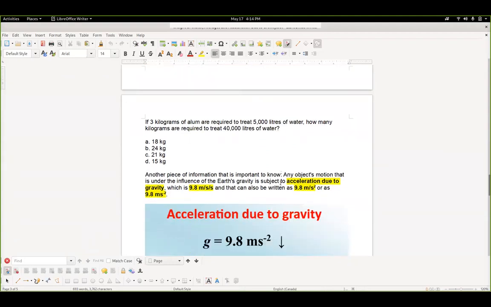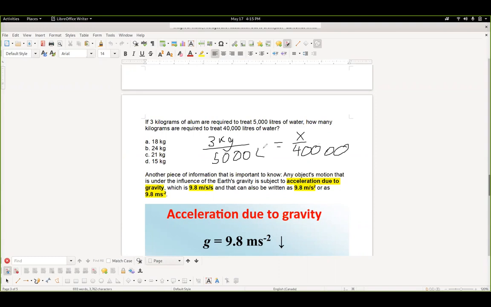If 3 kilograms of alum are required to treat 5,000 liters of water, how many kilograms are required to treat 40,000 liters of water? Well, how many times greater is 40,000 compared to 5,000? So what I would do is set it up as 3 kilograms is to 5,000 liters as how many kilograms, so that's our X, that's our unknown, that's what we want to find, is to 40,000 liters.